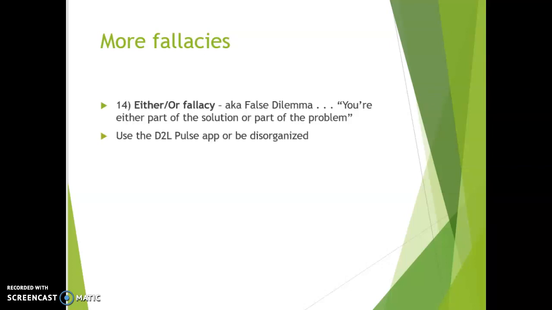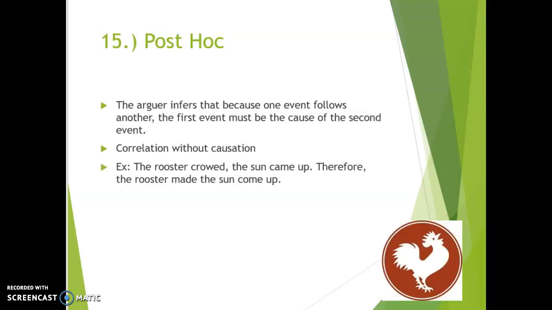Number 14 is the either-or fallacy, also known as the false dilemma, where you split something into two different options and you don't consider all the other options in between. For example, if someone says you must use the D2L Pulse app or you're going to be disorganized. Well, that's an either or. You have other choices between using the app and being disorganized. Maybe you stay organized in another way. Maybe you have another calendar system that helps you remember due dates. So watch out for situations where there only appear to be two options according to the argument, but there might be others.